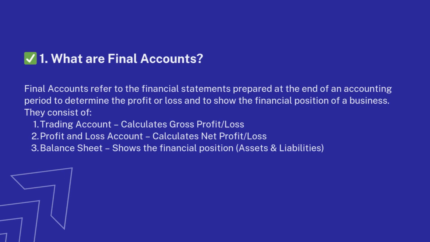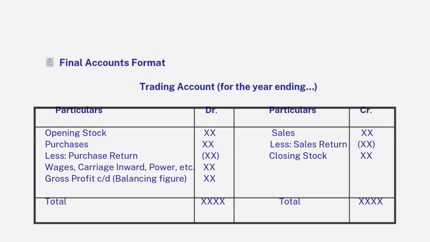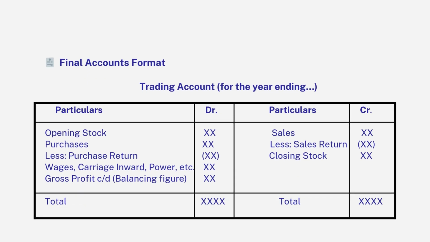What are final accounts? Final accounts refer to the financial statements prepared at the end of an accounting period to determine the profit or loss and to show the financial position of a business. They consist of: 1. Trading account, it calculates gross profit or loss. 2. Profit and loss account, it calculates net profit or net loss. 3. Balance sheet, it shows the financial position, assets and liabilities. Let us have a look at the format of all of them, one by one.